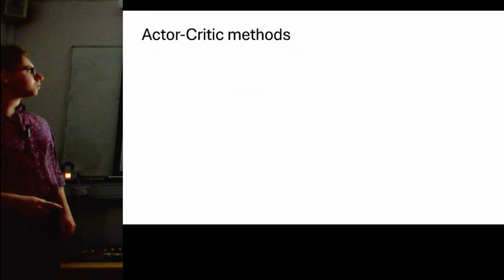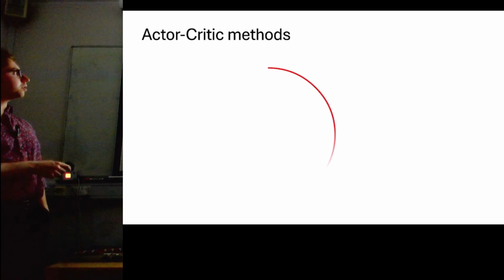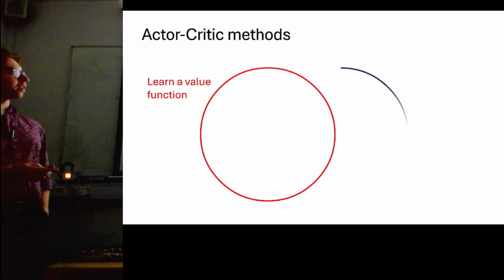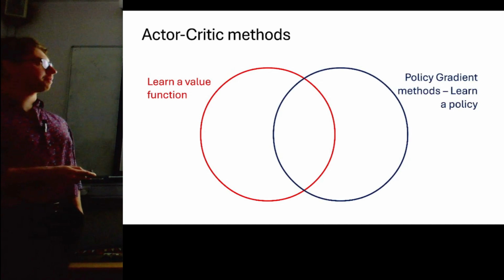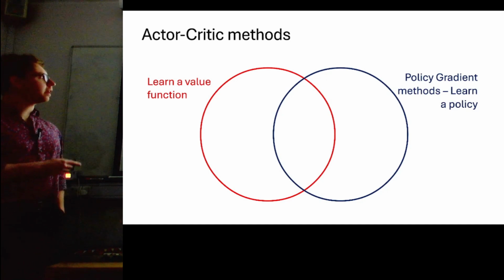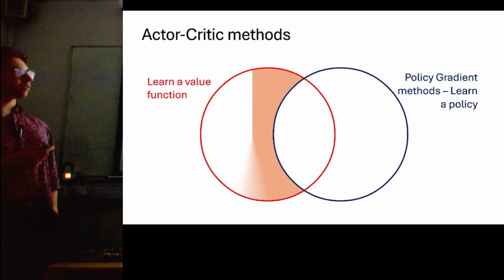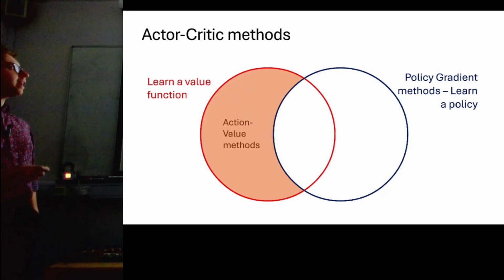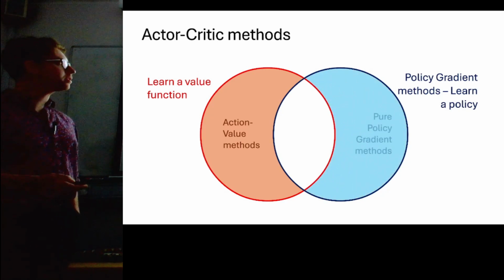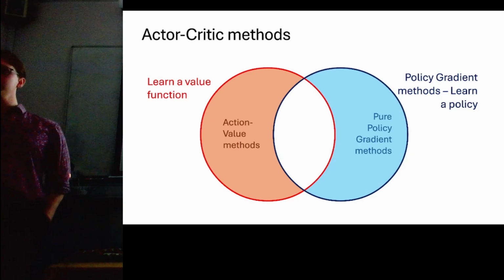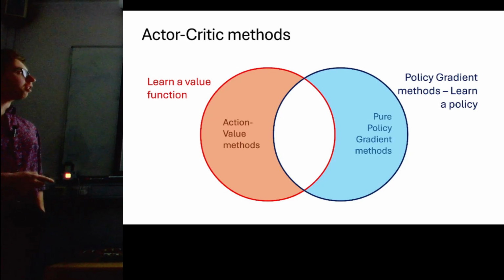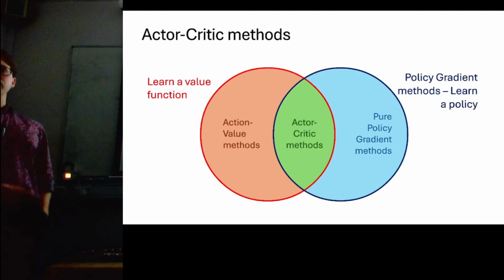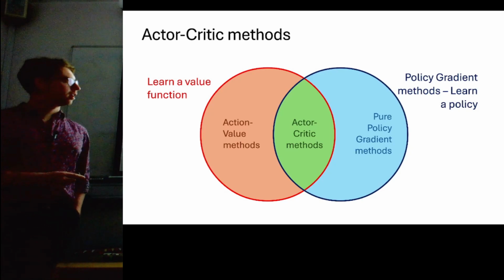Final diagram. We have methods that learn a value function, in this circle here, and then we have methods that learn a policy. These are policy gradient methods. Here we have action value methods, which just learn an action value function but do not learn a policy. Here we have pure policy gradient methods, where I don't learn an action value function, I just learn a policy. And in the middle, we have actor-critic methods, where I'm both learning a policy and learning a value function. Okay, fantastic. Thank you all for listening.